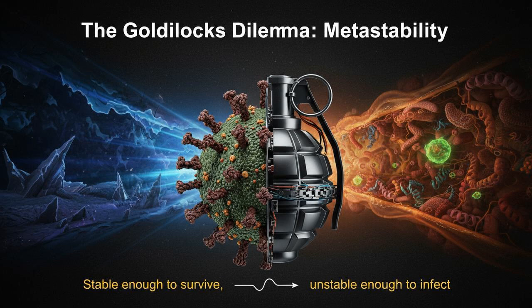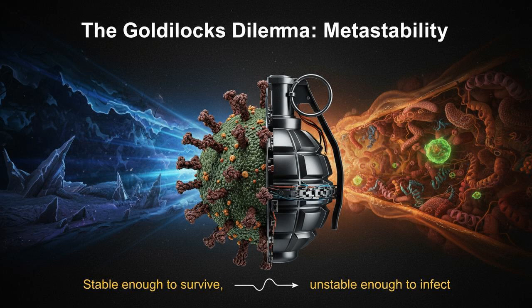A virus particle, or virion, is essentially a package of genetic material wrapped in protein. To be successful, this package has to solve what we call the Goldilocks dilemma. It requires two contradictory states of being. First, it needs high stability. It has to protect its fragile DNA, or RNA, from UV radiation, dehydration, and enzymes while it floats through the air or sits on a surface. If it is too fragile, it dies before it finds a host.